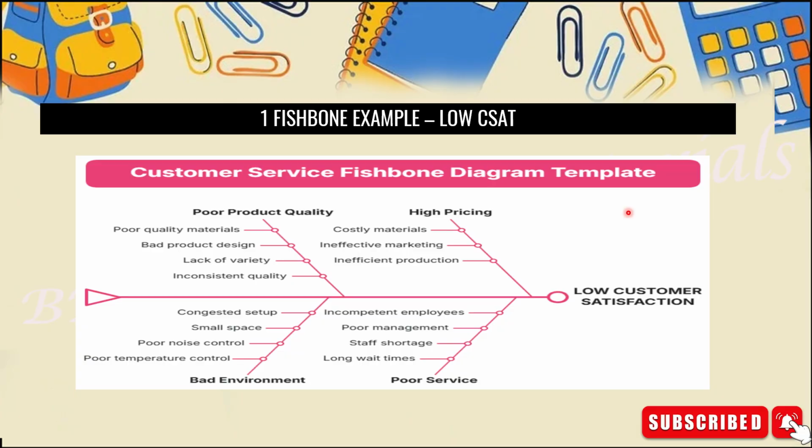Let's start with the first example, wherein I created an example on low customer satisfaction. We might receive multiple DSATs, or multiple low ratings, in this particular week, and our manager requested us to create a fishbone diagram and let us know the reason behind that. In the fishbone diagram, you already know that on the right hand side we have to mention the effect. The effect here is low customer satisfaction, and here we will mention all the reasons behind it.